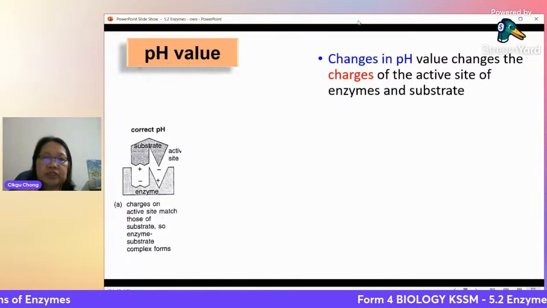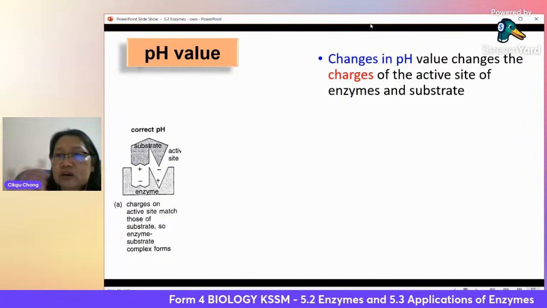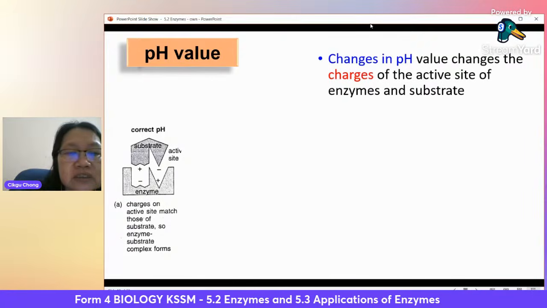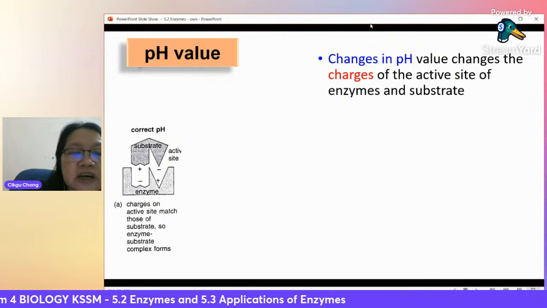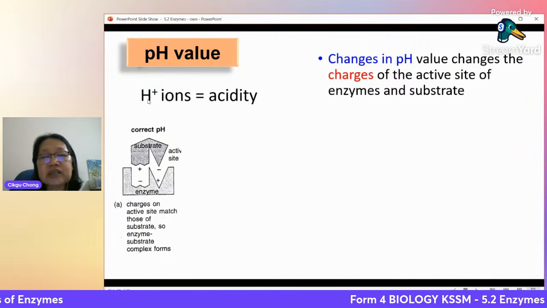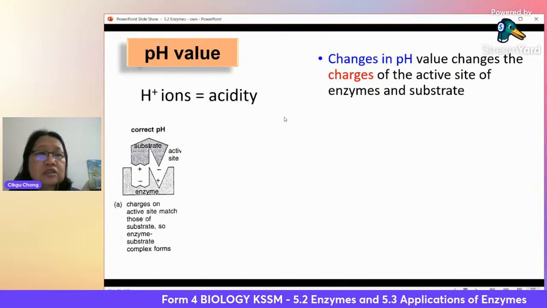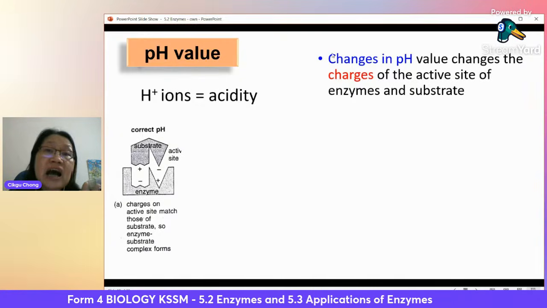Changes in pH value will change the charges. Look at this word, this is called charges, because the charge is different already. Look carefully at the diagram here. Positive ions, the hydrogen ions, are actually what give the acidity. Things are acid because of the hydrogen ions.